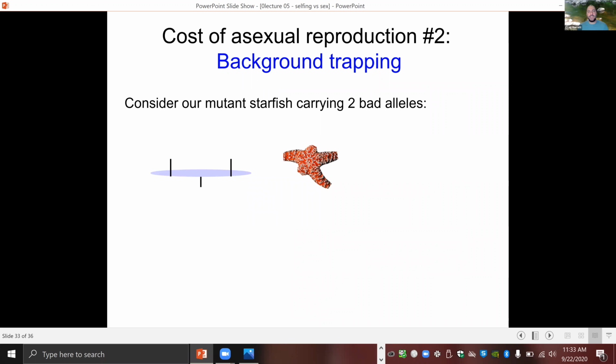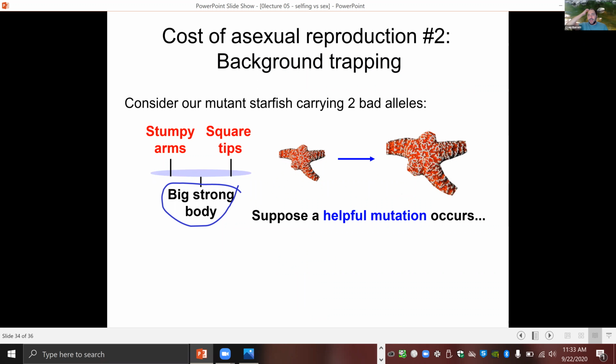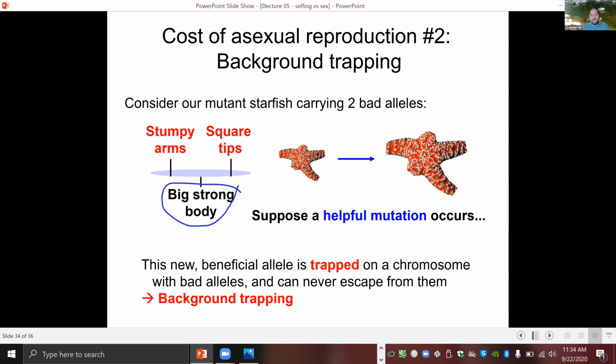Okay, so let's consider our starfish carrying our allele for normal body shape with stumpy arms and square tips on the same chromosome. One good allele, two bad alleles on the same chromosome. Even if it has a rare beneficial mutation called big strong body, so it's twice the size of what it was before, guess what? You're still stuck with these two other mutations on the same chromosome if you're an asexual organism, because you can't swap them out through recombination.